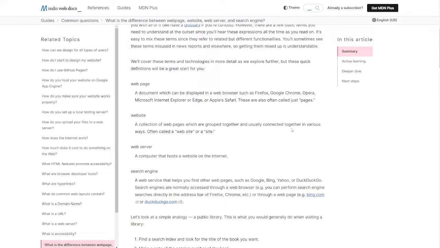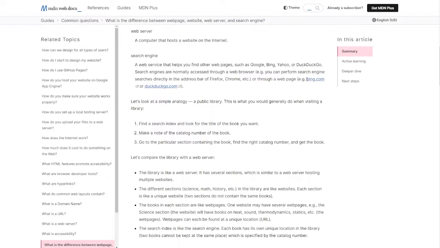Web page: a document which can be displayed in a web browser such as Firefox, Google Chrome, Opera, Microsoft Edge, or Apple Safari. These are also often just called pages. Website: a collection of web pages which are grouped together and usually connected together in various ways, often called a site. Web server: a computer that hosts a website on the internet. Search engine: a web service that helps you find other web pages such as Google, Bing, Yahoo, or DuckDuckGo. Search engines are normally accessed through a web browser or through a web page.